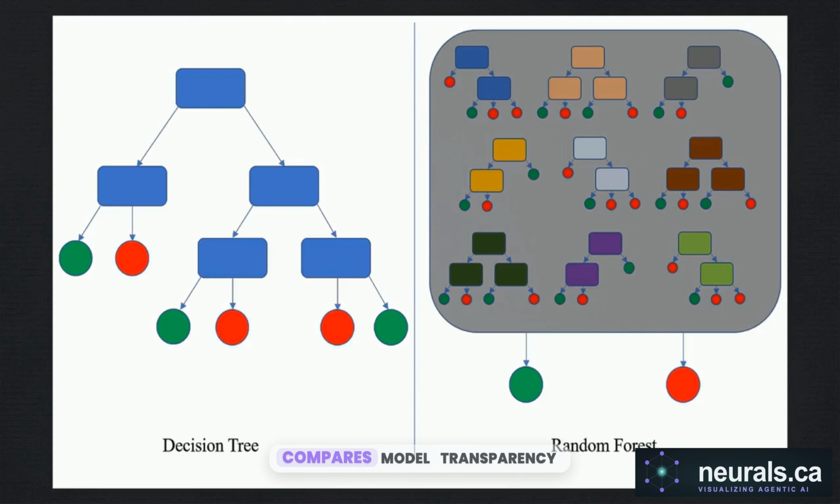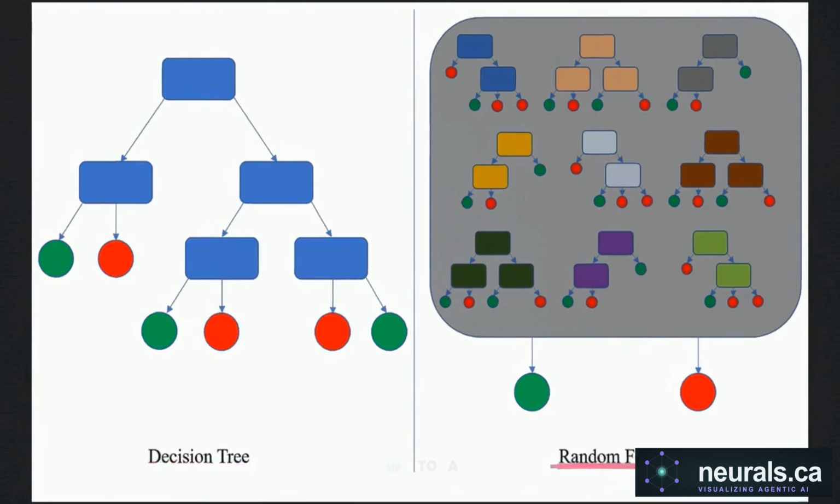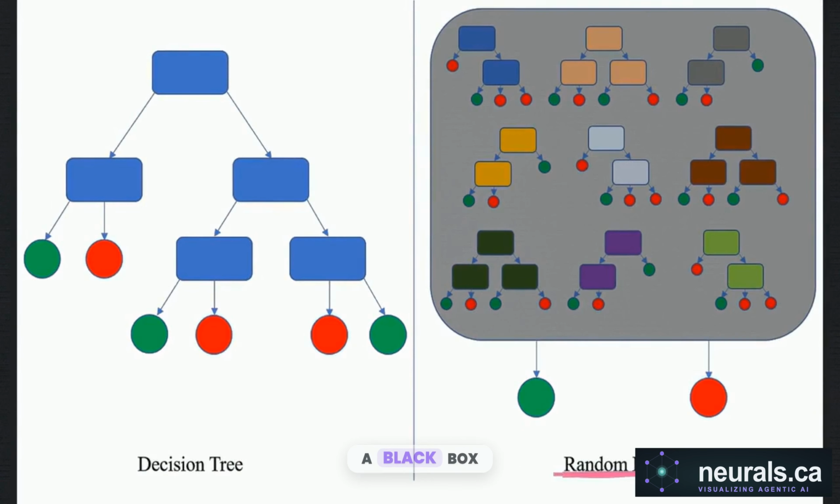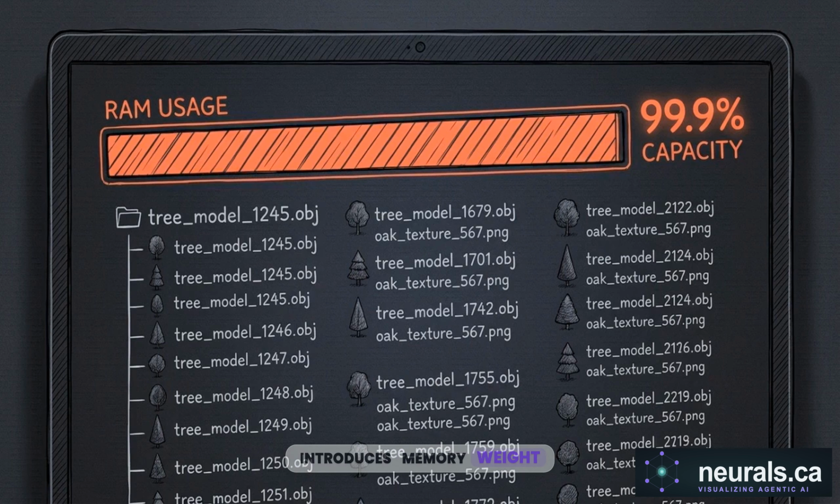This graphic compares model transparency. A single decision tree is a white box. You can read its logic, but scaling up to a large forest creates a black box. The volume of voting trees makes it difficult to explain the reasoning behind any prediction. That volume also introduces memory weight. Large forests are storage-heavy because every individual tree must be saved and loaded for inference.